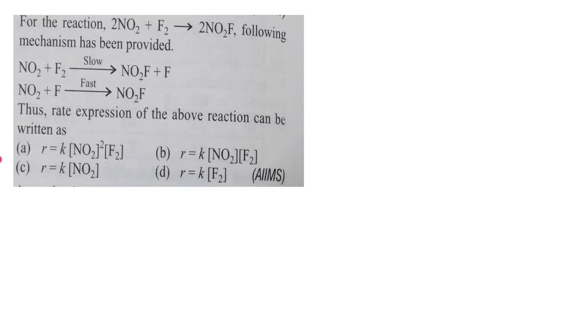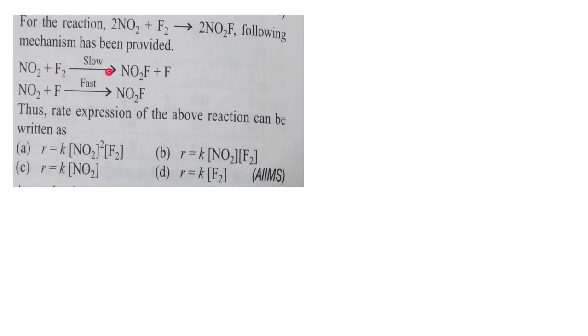See now, they have given the reaction 2NO2 plus F2 gives 2NO2F. Following mechanism has been provided. Step 1, NO2 plus F2 gives NO2F plus F. Intermediate is formed and it is a slow reaction. Whereas NO2 plus the intermediate combines here and forms NO2F and it is a fast step. Thus, rate expression for the above reaction can be written as.